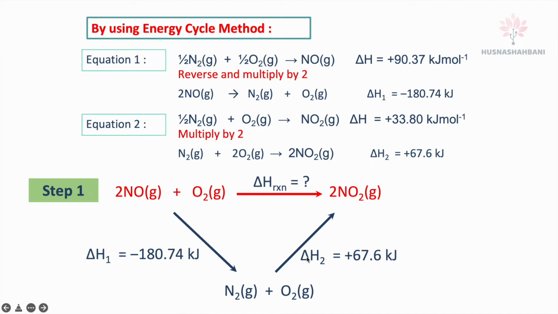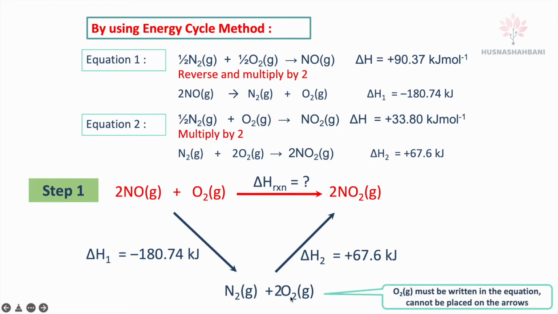This delta H2 equals positive 67.6 kilojoule is for N2 plus 2O2. The reactant must be N2 plus 2O2. So here, before O2, you just need to add 2 more of O2. Add 2 more of O2, and then your energy cycle diagram is complete.